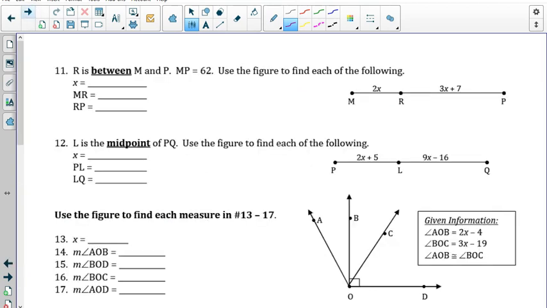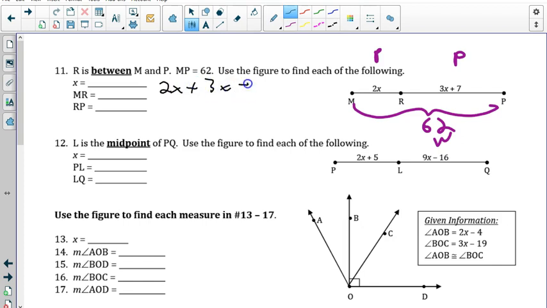Moving on. R is between M and P. You can see on the drawing over here. MP is 62. Draw that in. Remember, part, part, whole. So to solve this, what do we do? We take this part plus this part equal to the whole. Simplify like terms, join like terms. 5x plus 7 equals 62. Minus 7, 5x equals 55. If we divide by 5, we get 11.